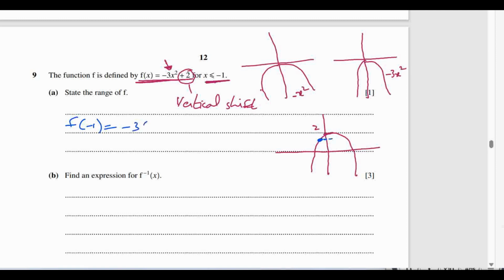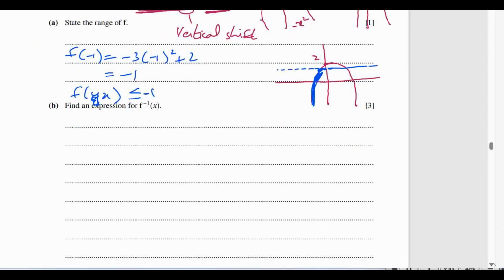So -3 into -1 square plus 2, so this will be equals to -1. So range means the value of y will be equals to less than and equals to -1. Less than and equals to, why? Because whatever your answer will be, we had to find these values. So for x less than and equals to -1, range will be less than and equals to -1.